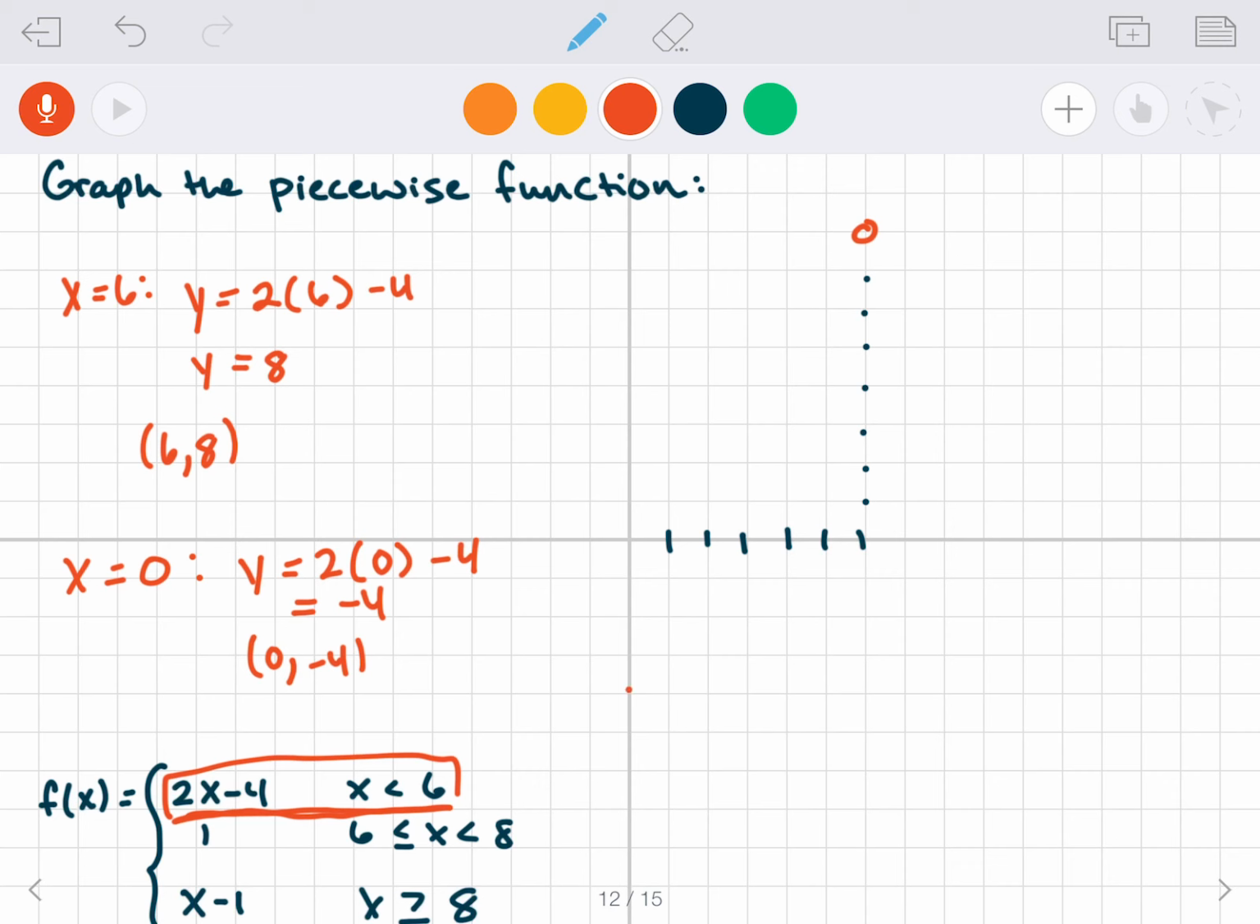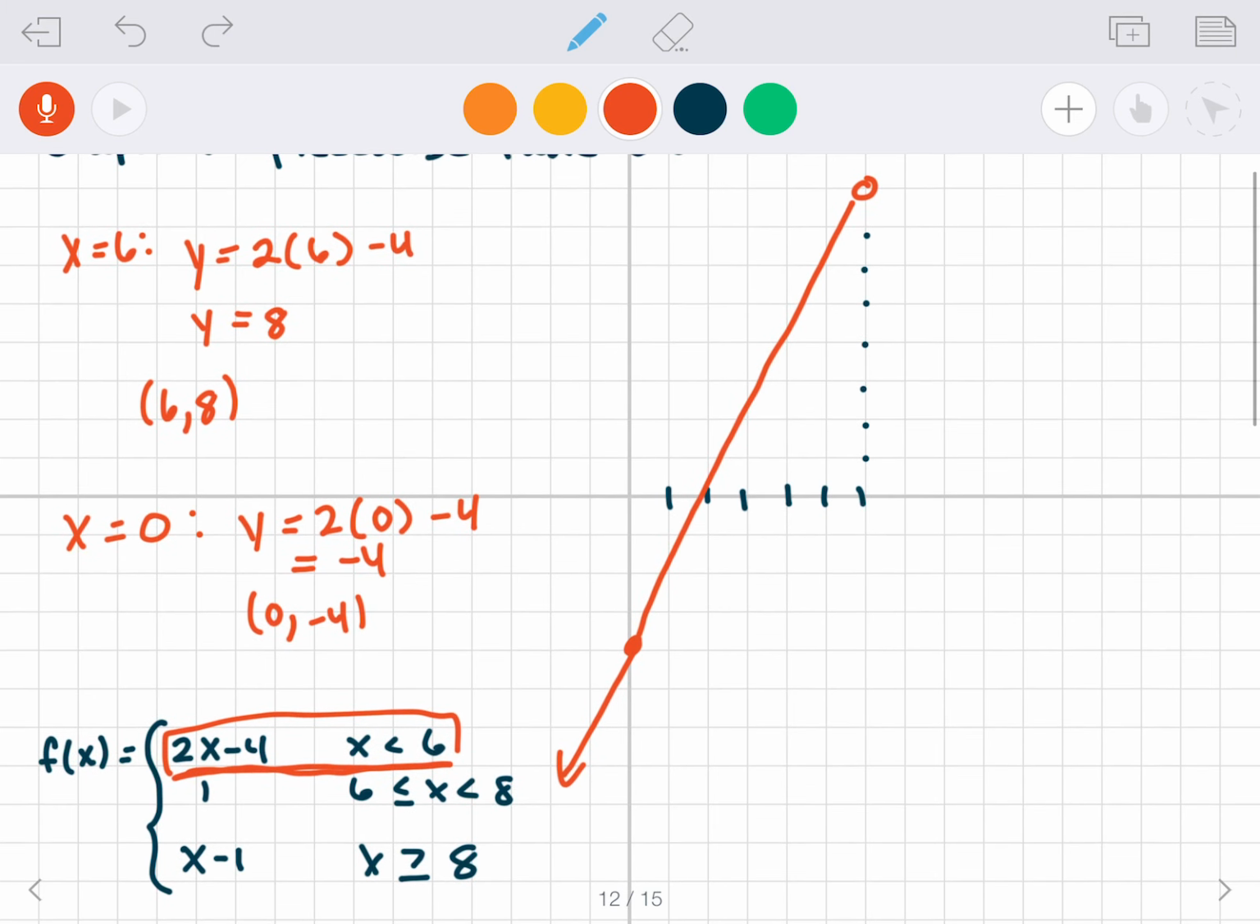That's going to be right here. And since it's not bounded by anything, this line isn't bounded, we can just connect the dots and draw a line saying that this goes on forever. Okay, so that's our first one.